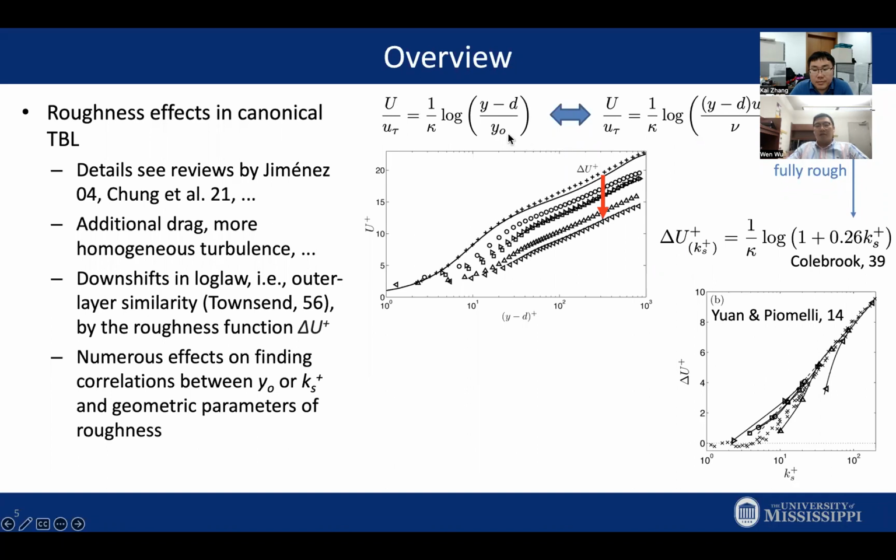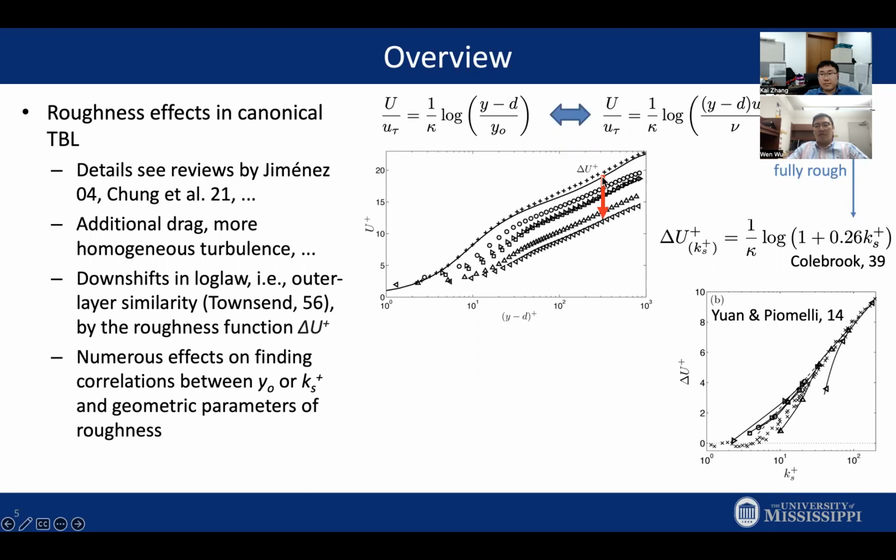And as you can see, there are a few parameters. The first, you have to shift your wall normal distance by a certain amount, which is d, called the zero plane displacement, or you can think of it as the wall offset. The roughness is shifting the wall a little bit further away from the surface. And then there's this important parameter, either called Y0 or in some fields KS, which is called equivalent sand-grain roughness, which is like a length scale that is used to characterize all the lengths in the roughness layer.